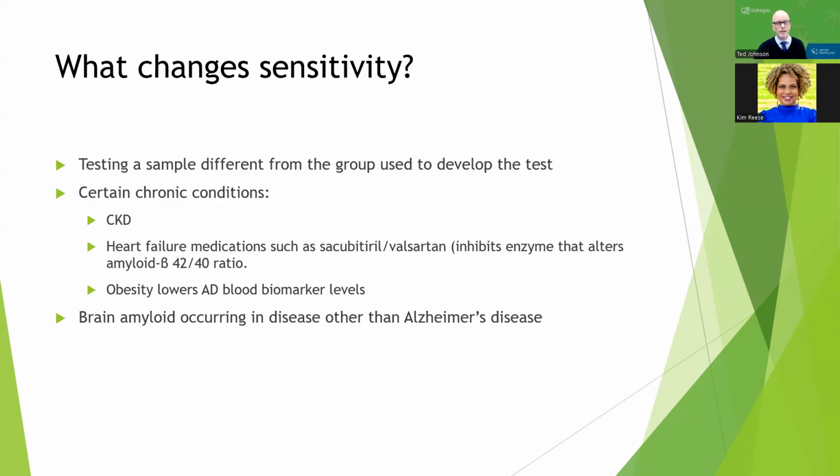A couple of things change sensitivity. If you have different people that you're testing that were different from the population in which this was derived, or if the part that's being measured, in this case plasma tau, is different from the amyloid PET standard, how those relate is how you're deriving this sensitivity. It's often a gold standard against which it's tested. Folks with CKD, folks on certain heart failure medications, even changes such as obesity might change blood biomarkers. Also note that brain amyloid occurs in diseases other than Alzheimer's disease.